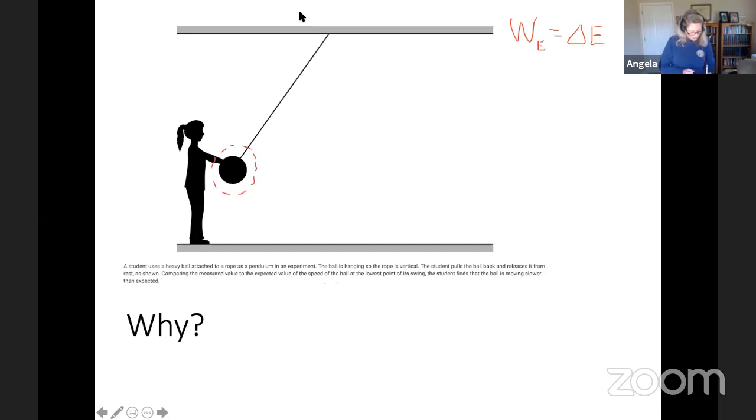If you call the ball and earth your system, then you would say there are no external forces because we're ignoring air resistance. And so there is no external work done. So the change in energy is zero. So that means that initial energy is equal to final energy.